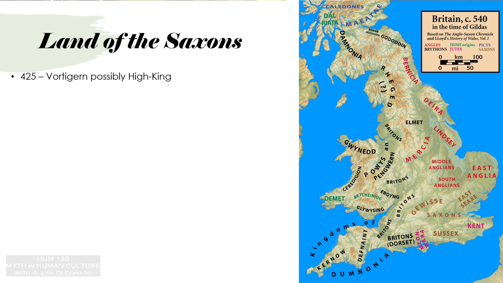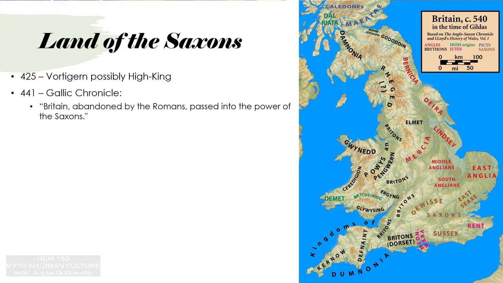But the traditional story is that Vortigern, in order to deal with invasions from Picts and Scots and other Saxons, invites Saxon mercenaries to defend the island. The Gallic Chronicle says that in 441, Britain, which had been abandoned by the Romans, passed into the power of the Saxons. They call this the Adventus Saxonum, the advent or the arrival of the Saxons.